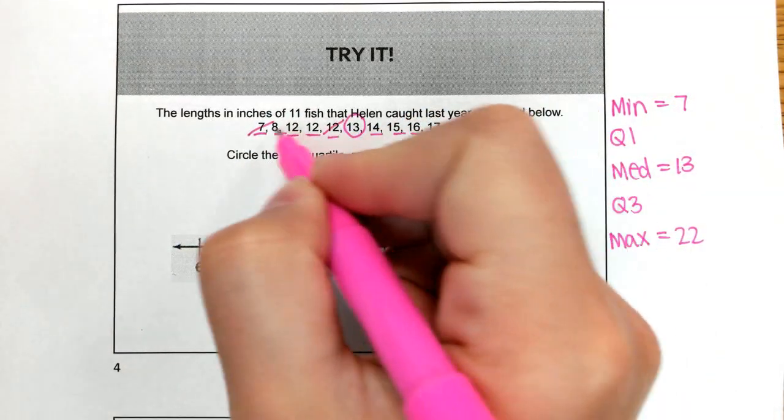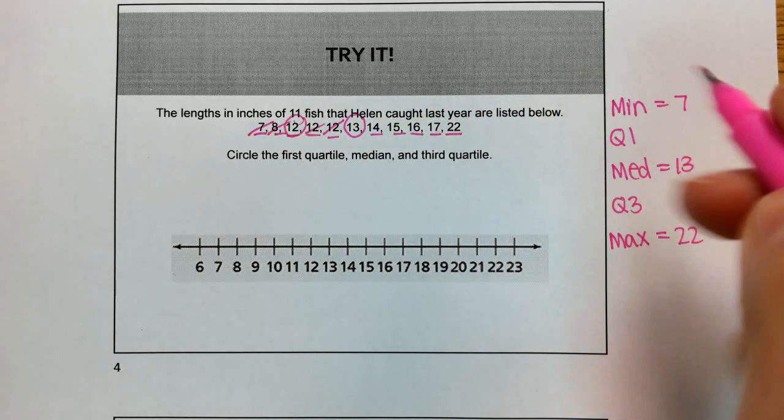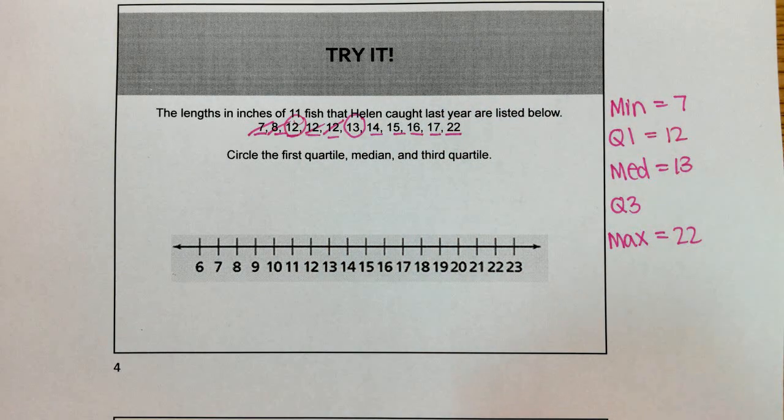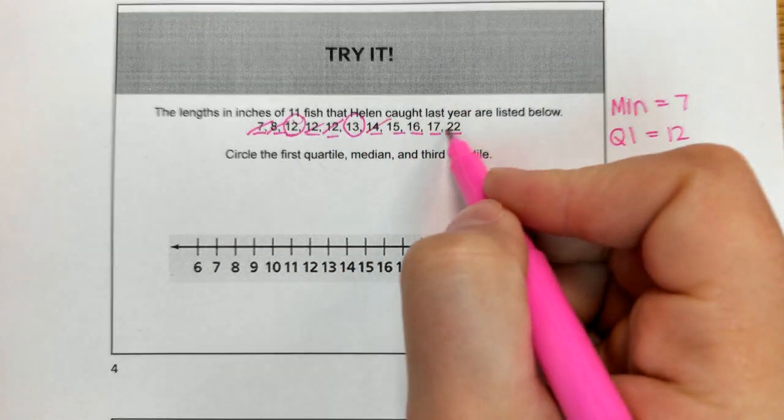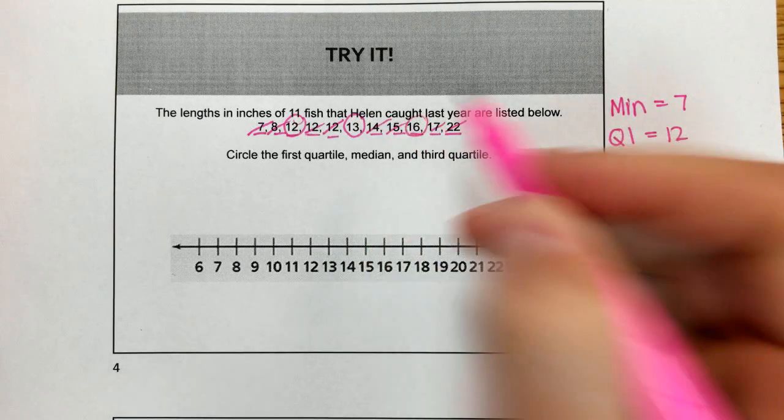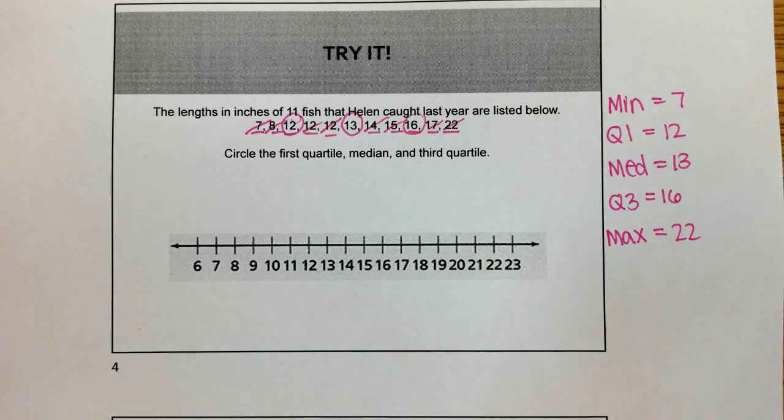Quartile 1 is the middle number for the lower half of my data. So left, right, left, right. So 12 is my middle number. And on the right side, left, right, left, right. So 16 is my middle number.